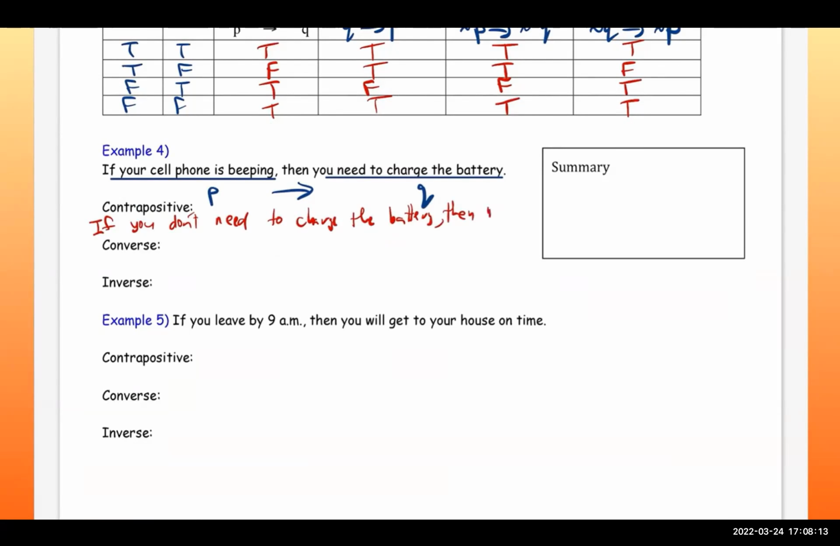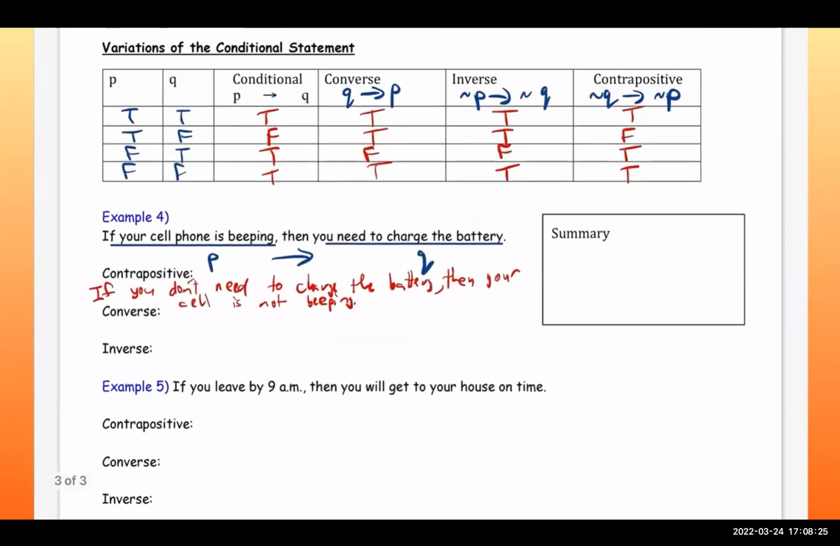Sometimes these sentences will sound a little funny, but the important thing is that they're logically equivalent. In some cases they're not. For example, these two would be equivalent because they have the same truth value. True, true. So this original statement is logically equivalent to that statement, because their truth values are the same.